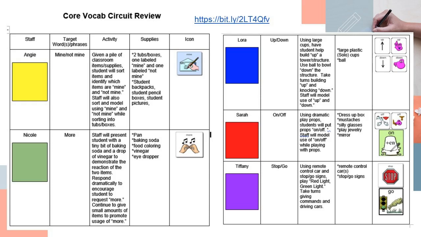But once again, the important key to implementation here is sharing it out with your staff so they know what the target is, what supplies we need, and what the end game plan is. As you can see, I'm just going to point out some of these names. Angie's our intensive intervention teacher, Nicole, myself, the SLP, Laura was our OT, Sarah, our preschool teacher, and then Tiffany is an instructional assistant. So we really do have a team approach when we're doing those circuit reviews, because Laura, our OT, can work on those OT pieces during that time as well.